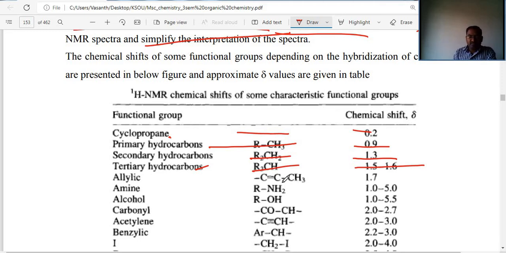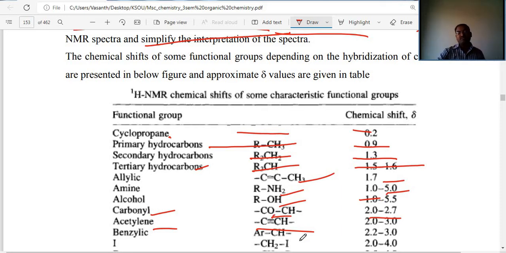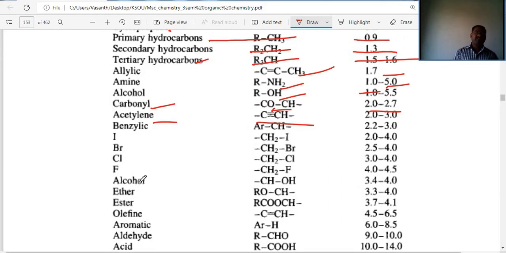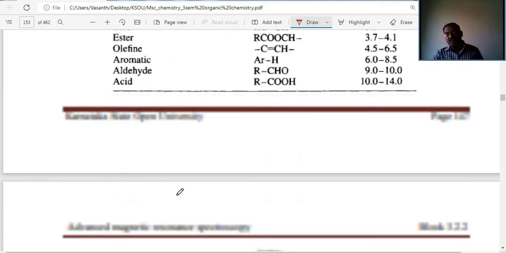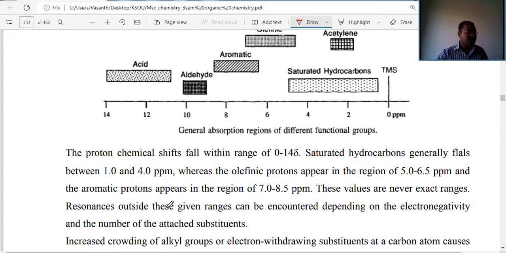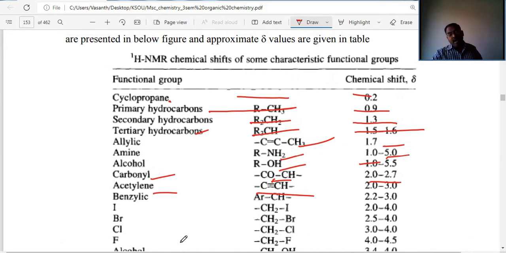Allylic means this one. Then amine, RNH2; alcohol, OH; carbonyl, C=O; and acetylene, C triple bond CH. Benzylic means CH2 attached to a benzene aromatic ring. These are all the functional groups along with their chemical shifts.